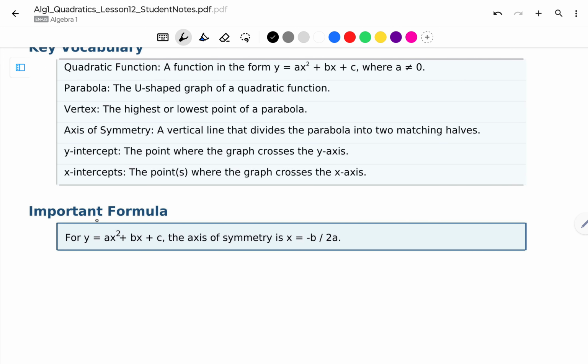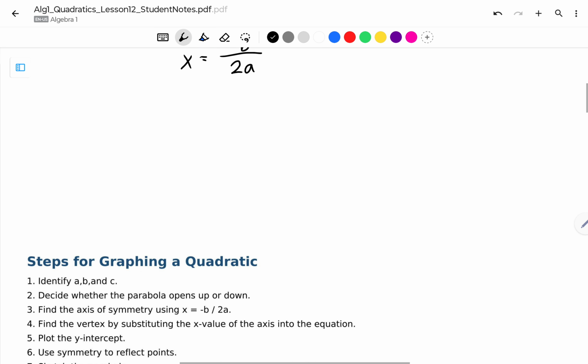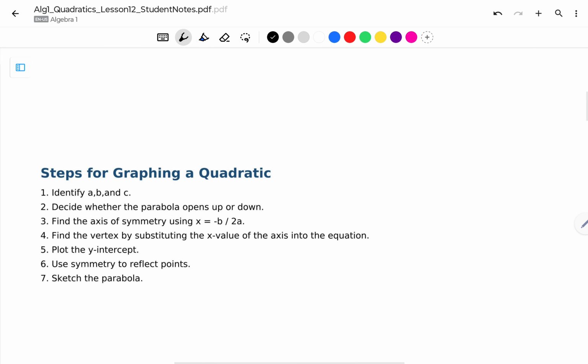Every time you have a quadratic equation, you can find the axis of symmetry at this line, x equals negative b over 2a. Okay. And then here are some steps for graphing a quadratic equation. We're going to follow each of these steps on this part right here. So I'm going to go through example 1.